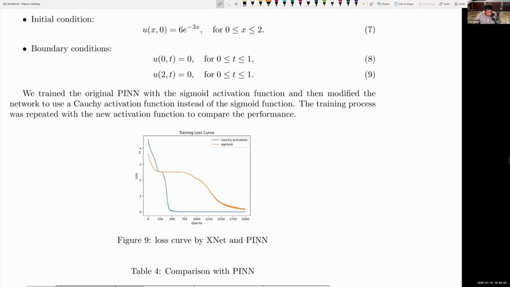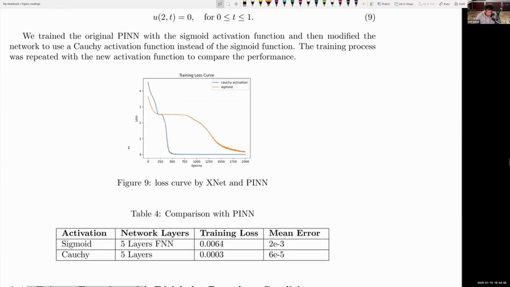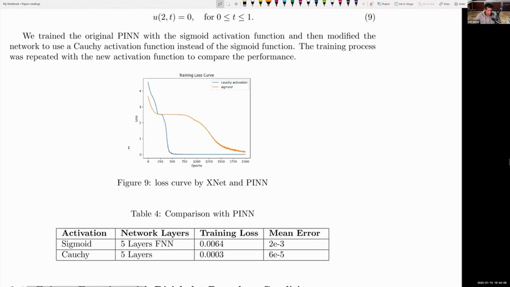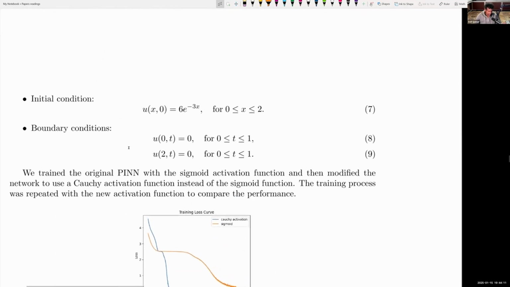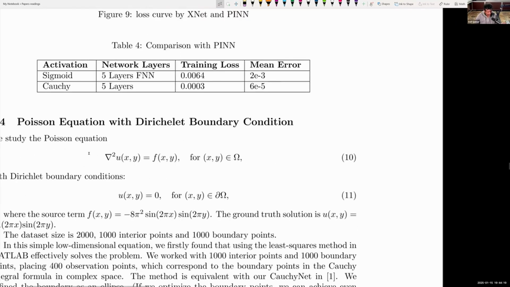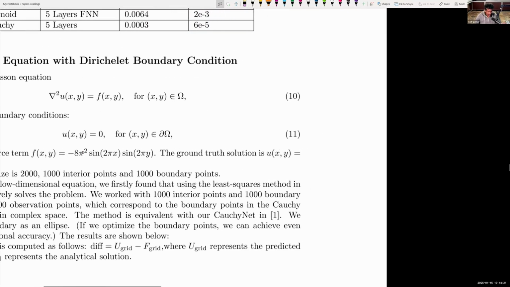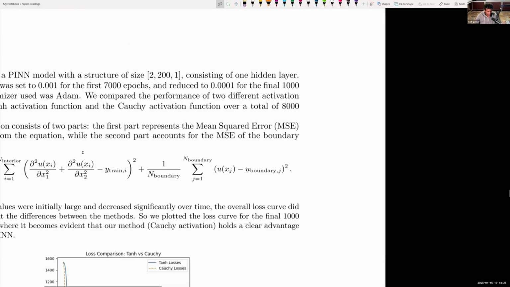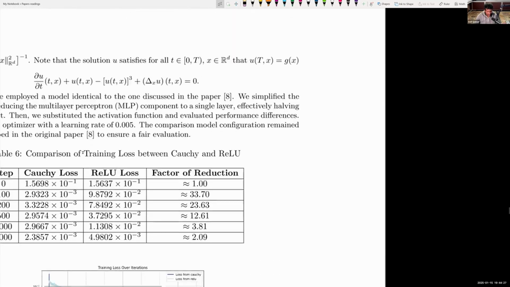Proceeding to the physics-informed neural networks, they also try to find solutions of the partial differential equation, and there also by just replacing sigmoid with Cauchy, they show better results. And of course, they extend it to higher dimensional partial differential equations. Basically, the conclusion is the same.